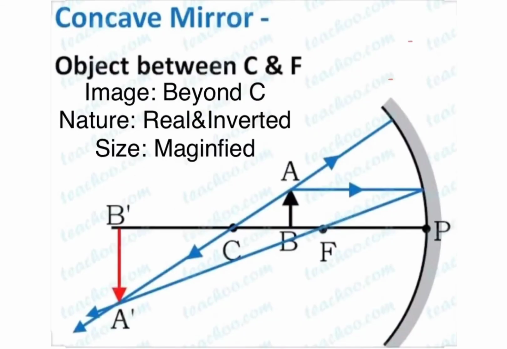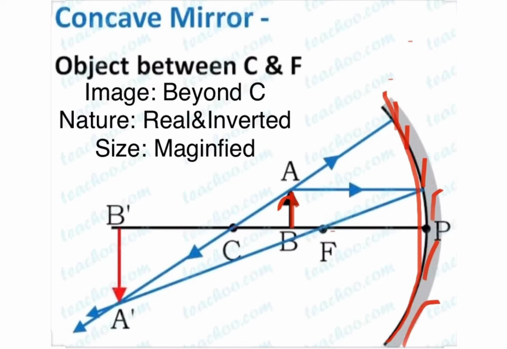Now the fourth case. In the fourth case, we know that the object is placed between C and F. The image is obtained beyond C, the nature is real and inverted and the size is magnified. Magnified means bigger than the object. So here you can see that object AB is placed between F and C of the concave mirror. So first of all, draw a concave mirror and draw object AB between F and C.